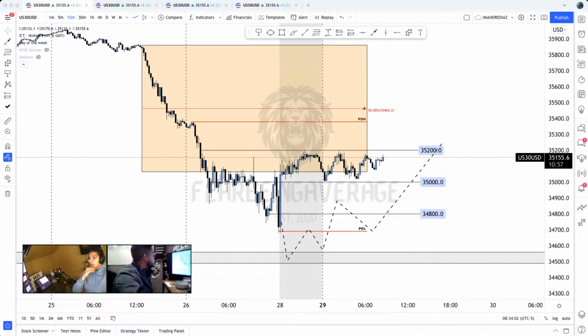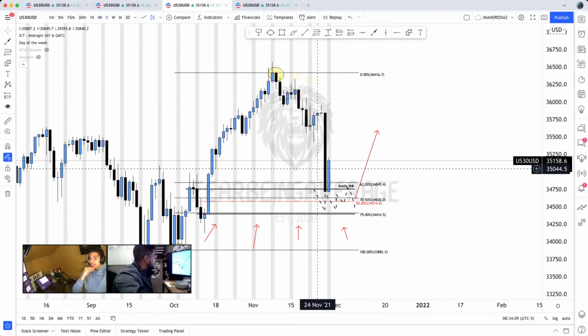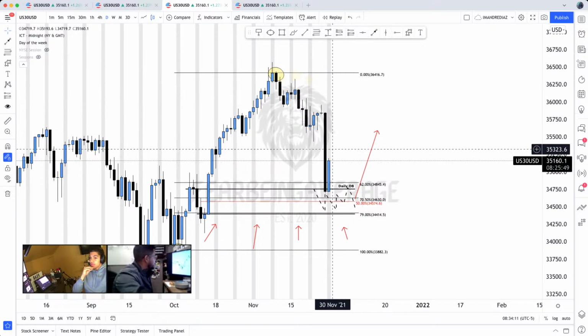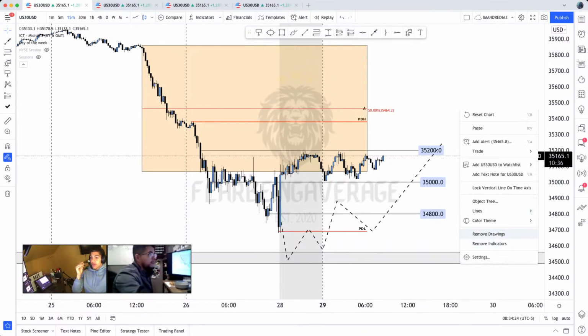You seen the markup I did yesterday on the daily? All this whole blue candle is just from today, just from when the market opened. Crazy. Yeah, 460. Alright, let's get right on into it.